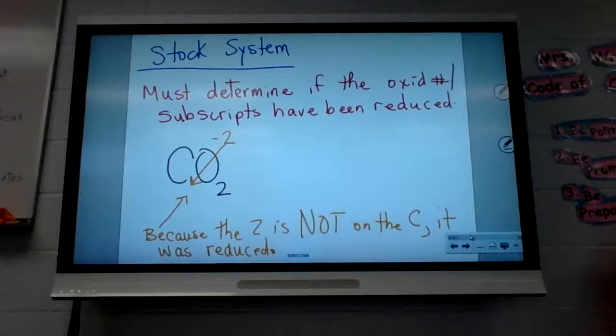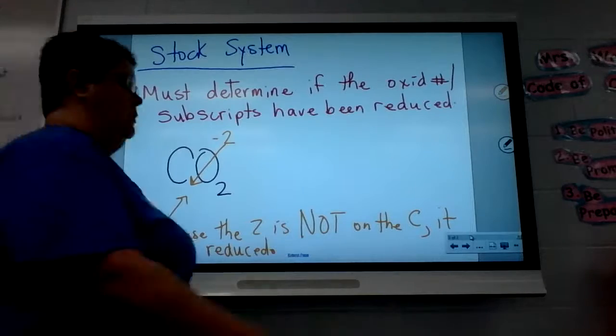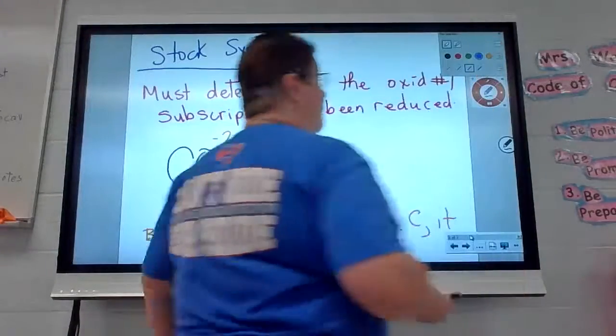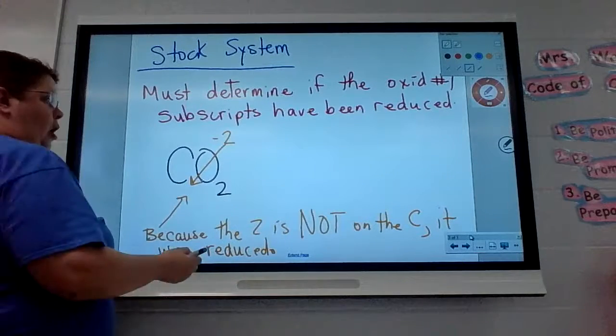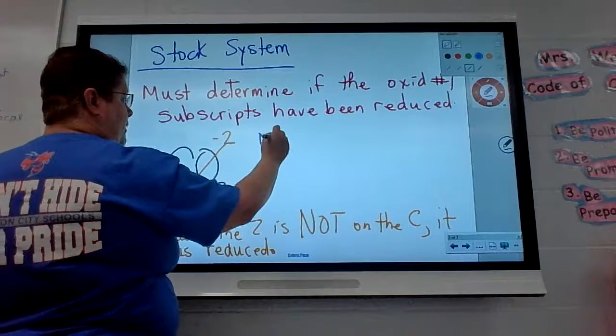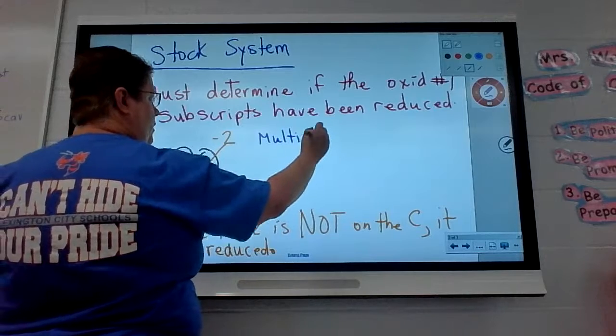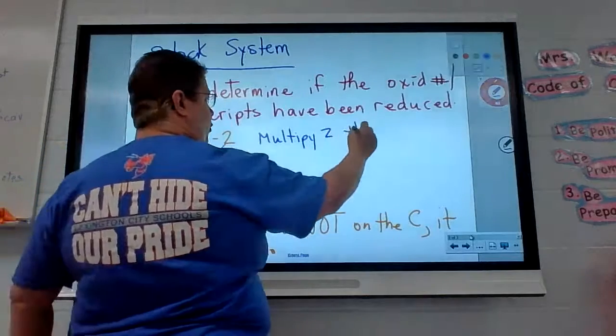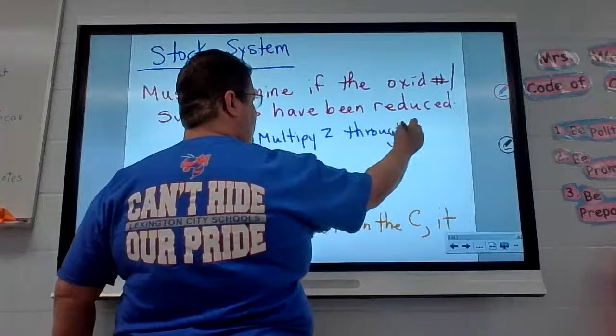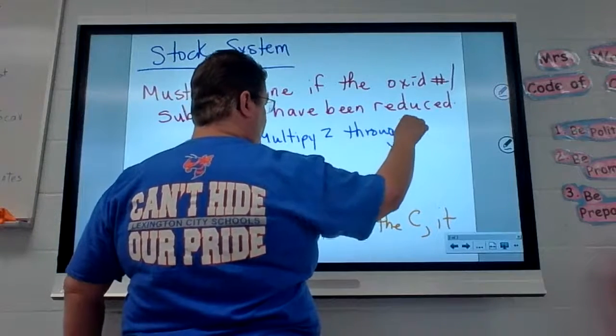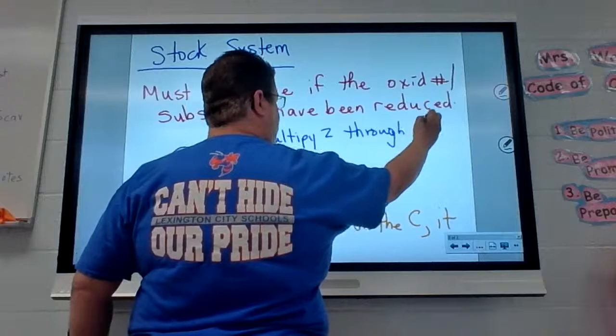Okay. If it's not there, it was reduced. That's the only way it can go away. We can't erase it. Can't make it disappear any other way but by it being reduced. So you need the original formula. All right? So to find the original formula, all you have to do is multiply the 2 through, get rid of the extra T, the subscripts.